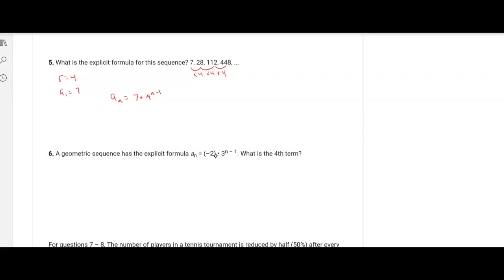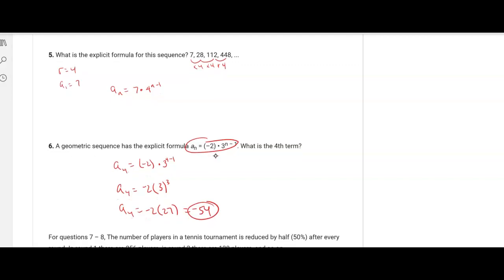So the next one, a geometric sequence has an explicit rule just like this. What is the fourth term? So we're replacing n with 4. So a sub 4 is equal to negative 2 times 3 to the 4 minus 1, which is going to give me negative 2 times 3 to the third power, which now gives me negative 2 times 27, which is going to give you negative 54, would be the fourth term in the sequence.